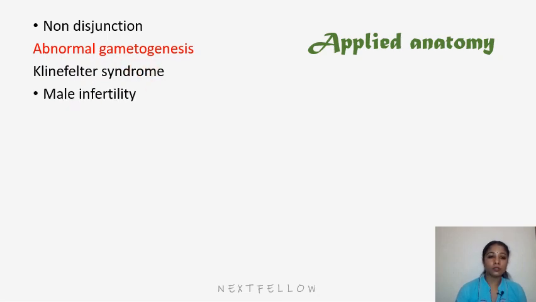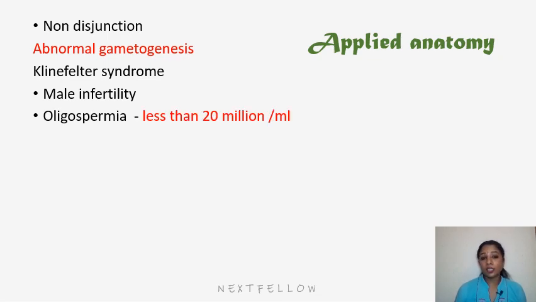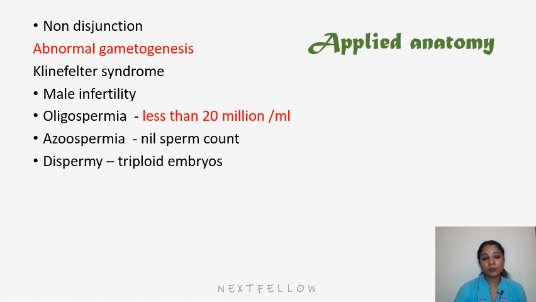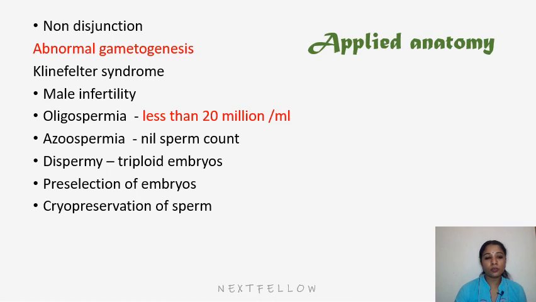Trisomy also causes abnormal gametogenesis, and male infertility is one condition associated with spermatogenesis. Oligospermia, a low number of sperms, that is 20 million per ml. Azoospermia, nil sperm count, and dispermia, triploid embryos, and pre-selection of embryos, and cryopreservation of sperms.